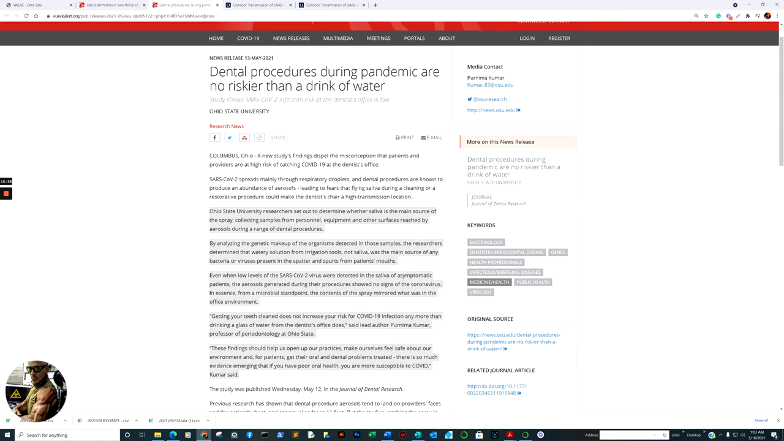Finally, it's May 13th. Ohio State University. Now, really, here comes the mystery. It's going to come up real soon. Ohio State University research set out to determine whether saliva is the main source of the spray, collecting samples from personnel, equipment, and other surfaces reached by aerosols during a range of dental procedures.